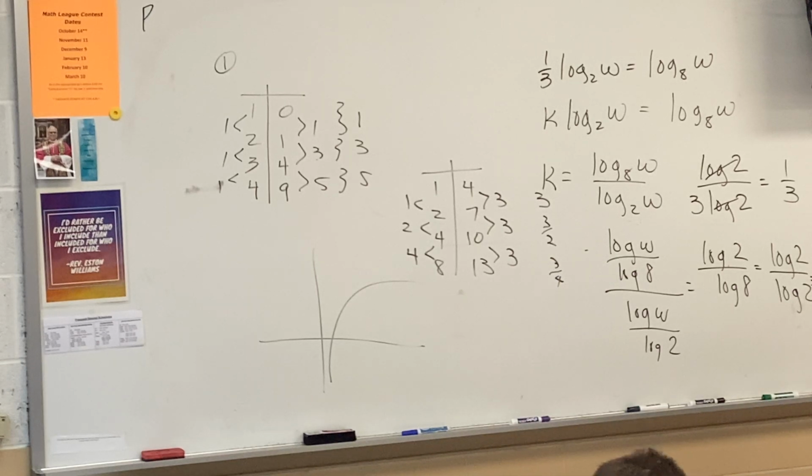All right. G. The graph of G is negative, but the graph of G is increasing. The rate of change of G is positive. The rate of change of G is decreasing.